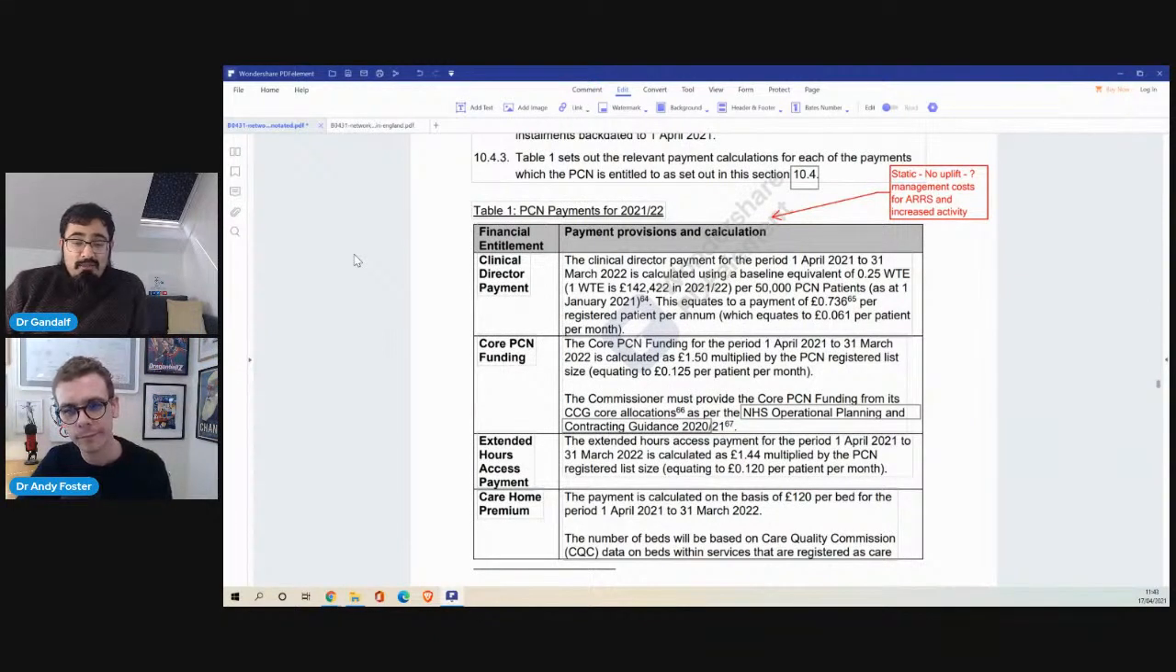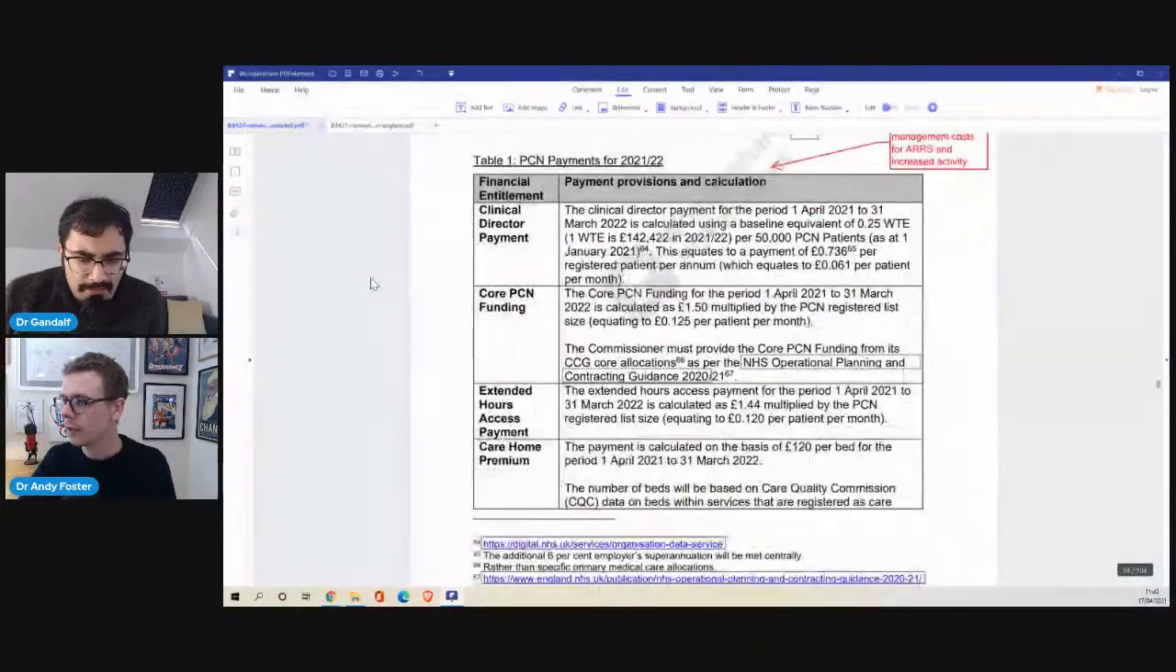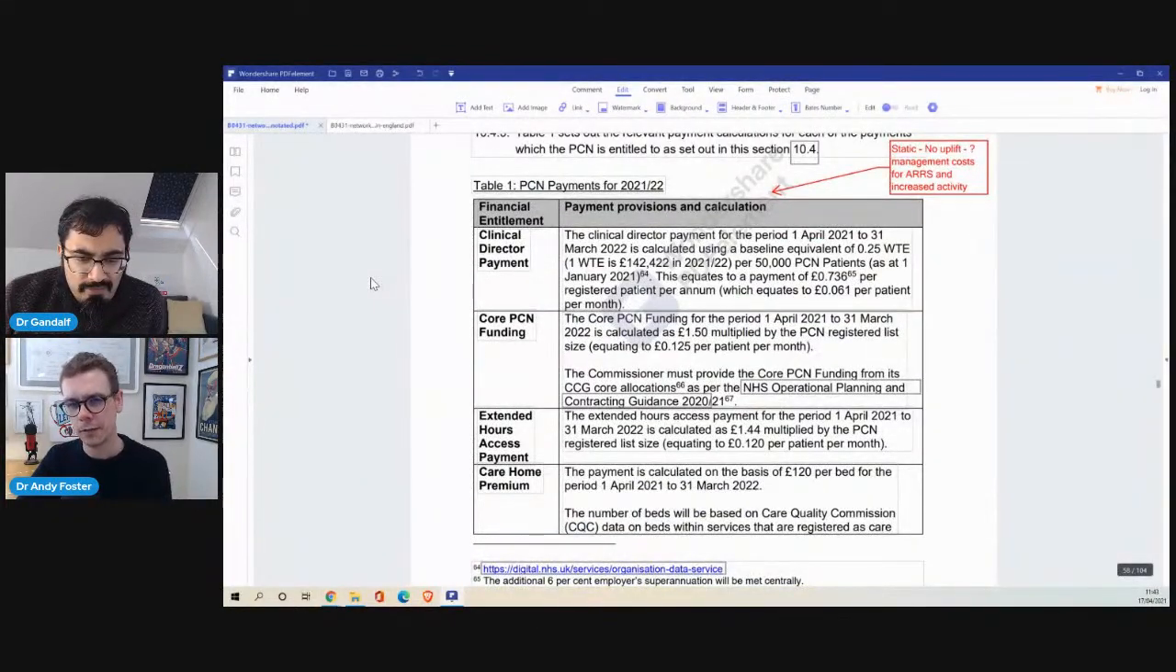There's the clinical director payment, which is paid as a whole-time equivalent. So it's 0.25 of a whole-time equivalent, although for the first three months there's an additional top-up being given due to the COVID vaccination side of things. And I've forgotten the amount it is pence per patient, if I'm being honest. Is it still 0.75 whole-time equivalent? There it is, 0.736 pence per patient. Yeah. And that's for the clinical director administration kind of fee to support the networks.